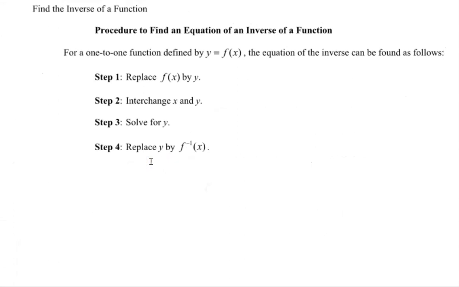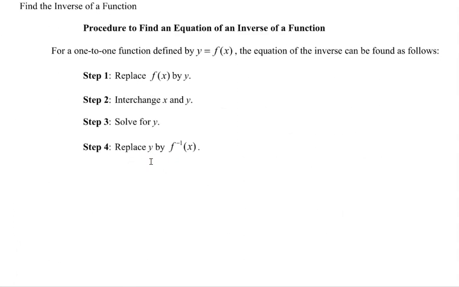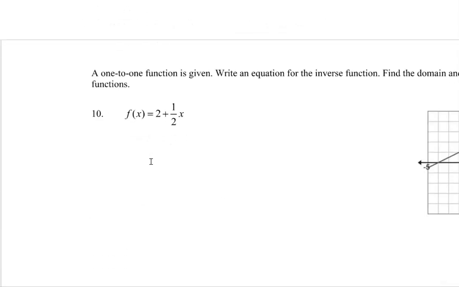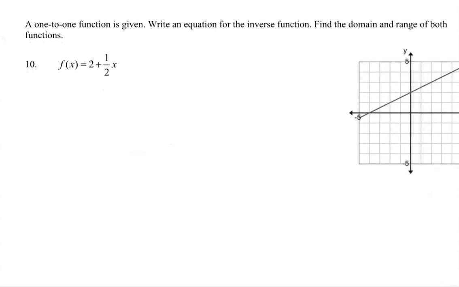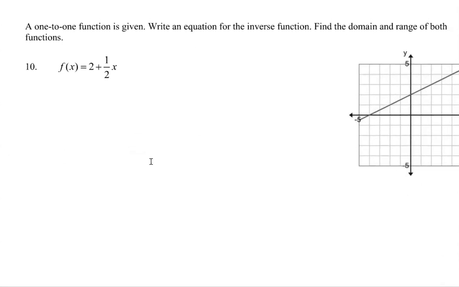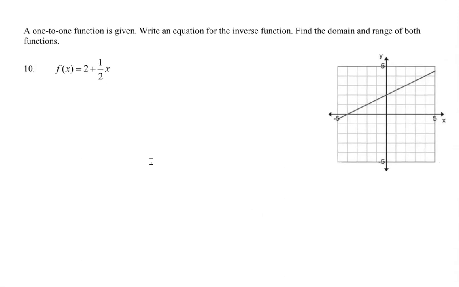The next thing we're going to do is use these 4 steps to find the inverse of the one-to-one functions on the next page. So here is a linear function. f of x is equal to 2 plus 1/2 x. We want to find the domain and the range of both functions, and we also want to find the equation for the inverse. I'm going to add the condition that we're also going to graph the inverse function, at least for example 10 we will.